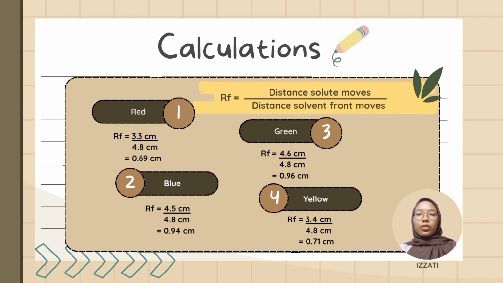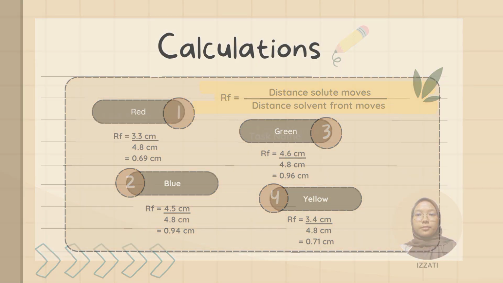Based on the RF value, red and yellow food dyes have a good value compared to blue and green food dyes because the impurities or other additives are resolved from each other.